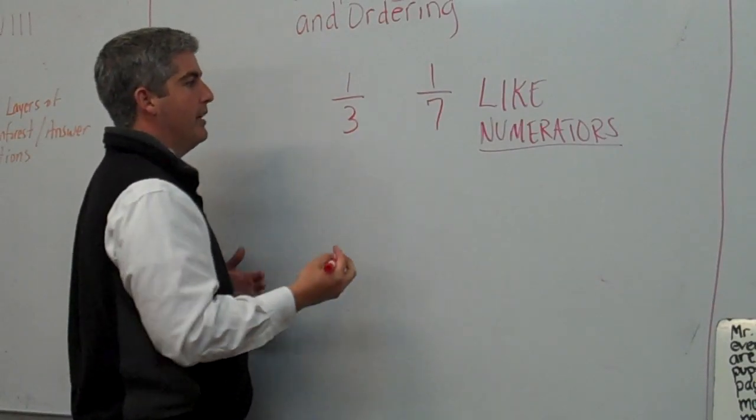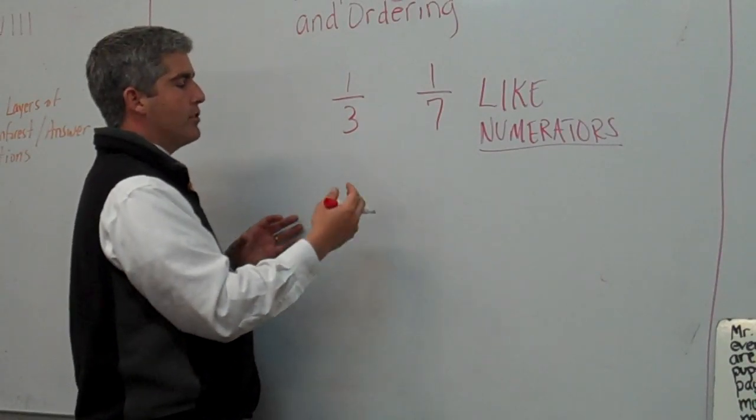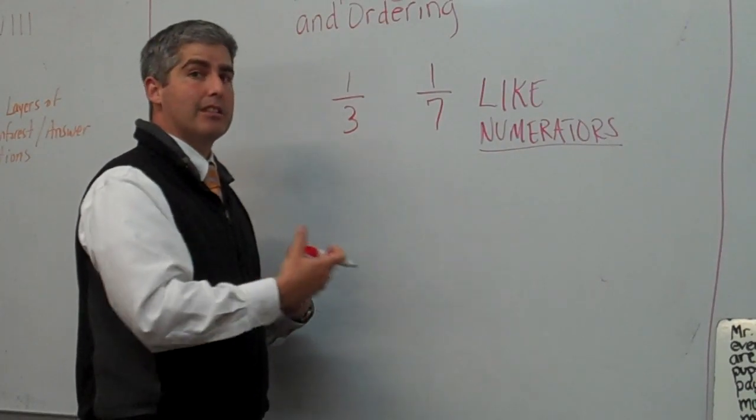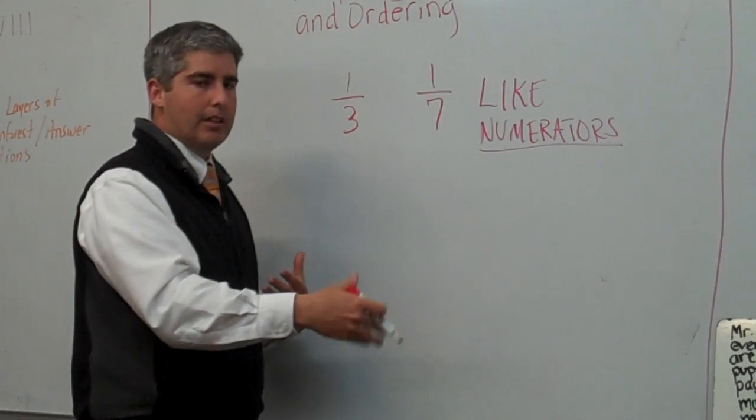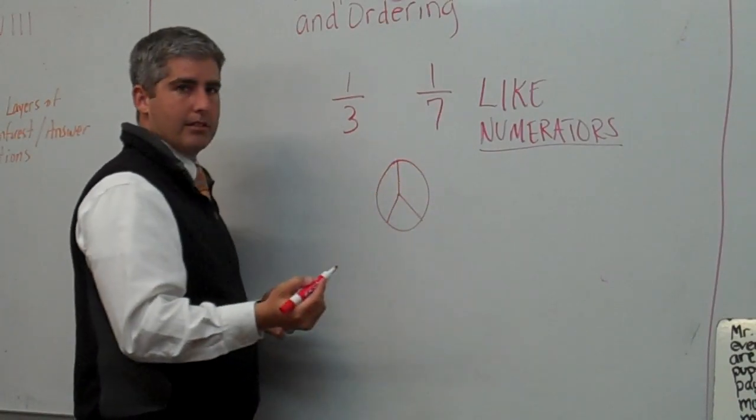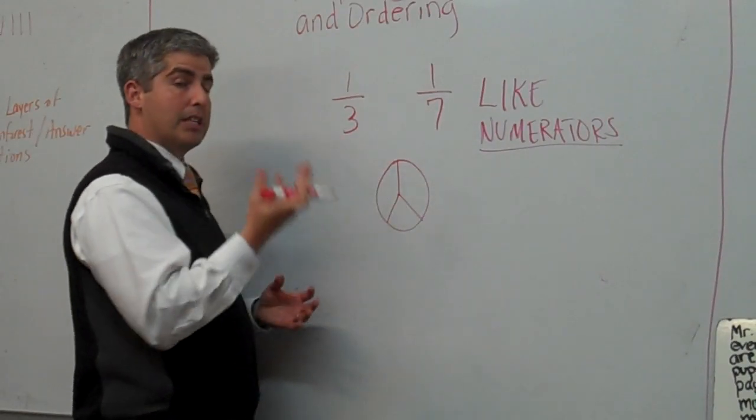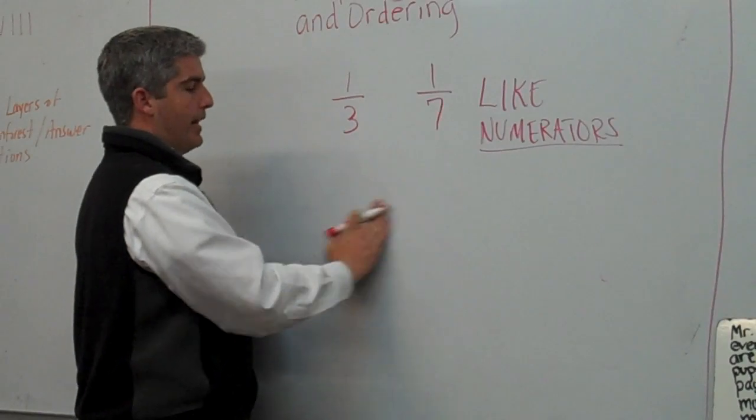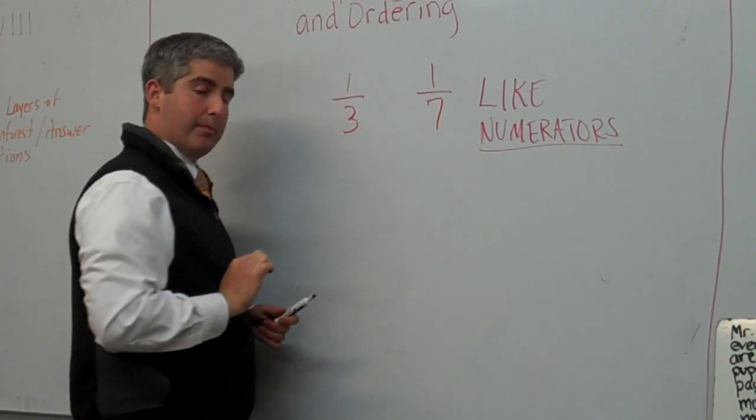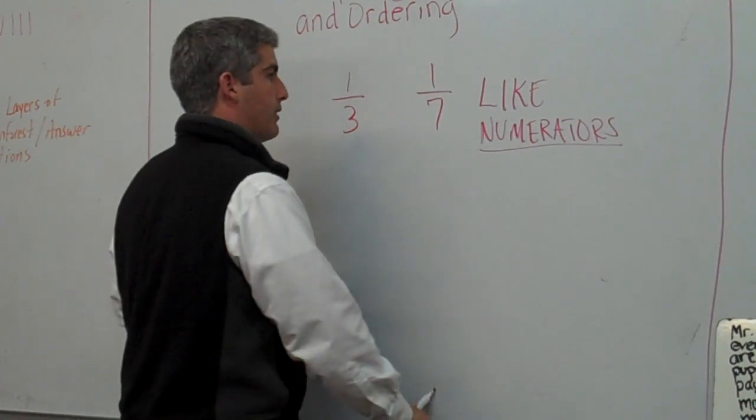You can think about it this way. When you have fractional parts, as you cut the whole into more pieces, the pieces get smaller. If you have a pizza that has 3 equal pieces, but then you take that same pizza and you cut it into 7 equal pieces, the pieces are going to get smaller. So that is why this rule, that with like numerators, the smaller denominator is the larger fraction. And I will have this written down in the blog for you.